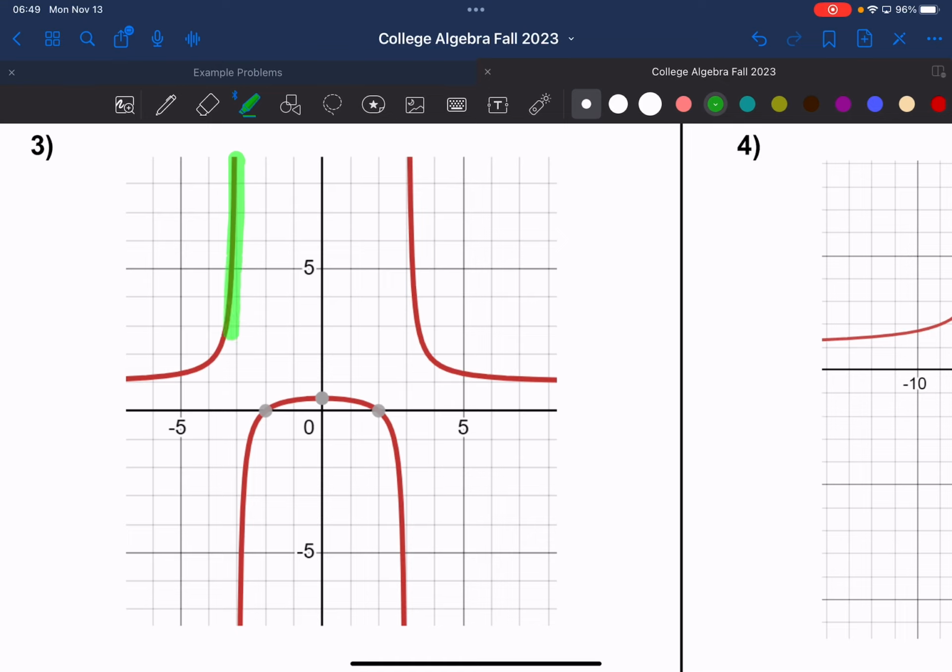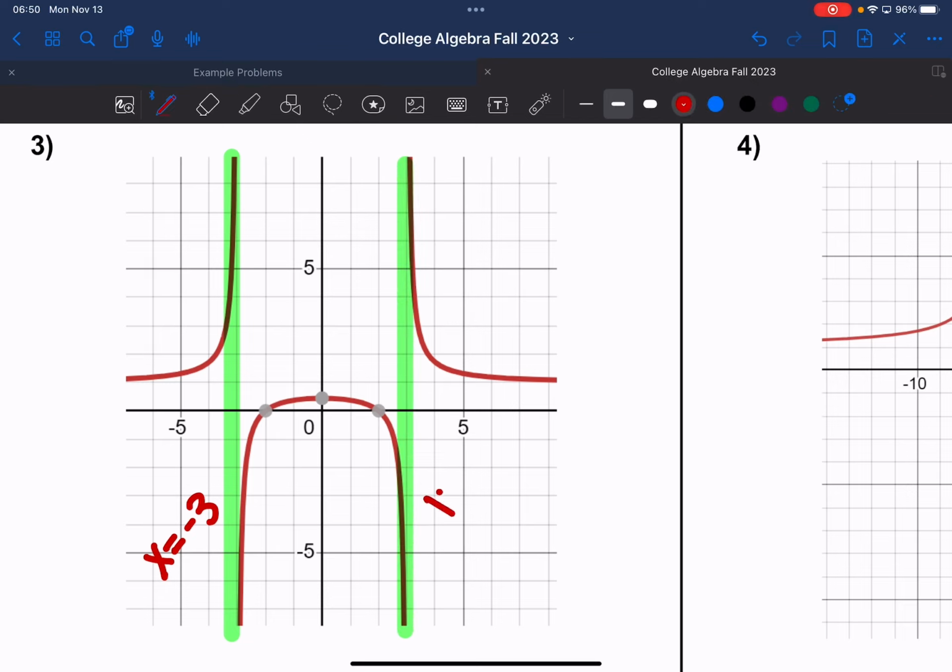-3, correct, right here. And remember, I need that as a function, an equation. X equals -3. Where would the positive one be? Good. X equals +3. And where would the horizontal one be? 1. And what's the equation? Y equals 1.